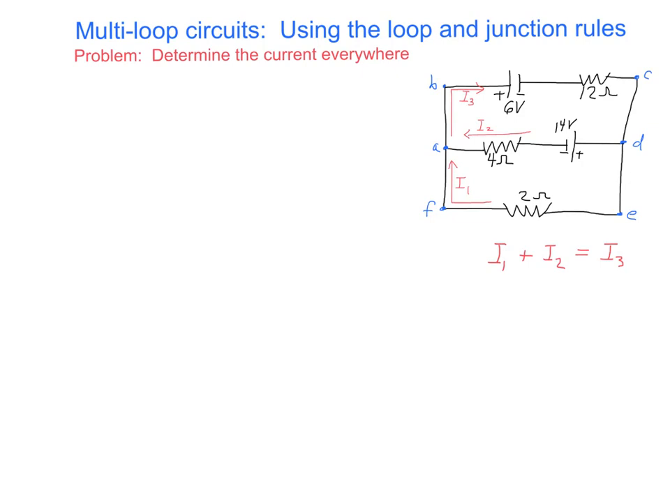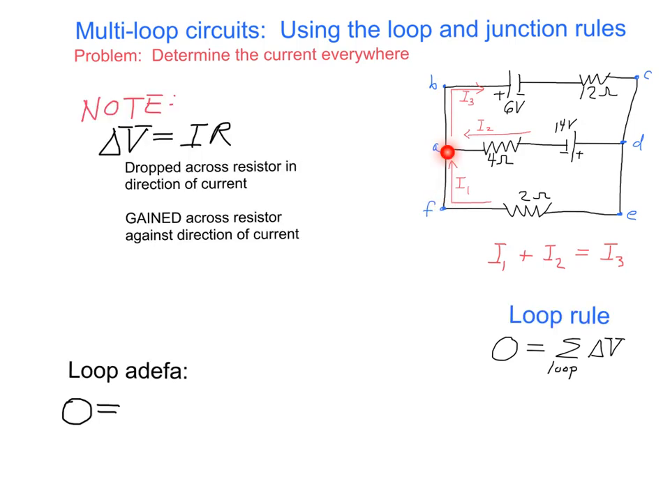Now let's apply the loop rule to this loop, which I'll call A, D, E, F, A, and I'm going to traverse the loop in that direction. Starting at A, we gain I2 times 4 ohms as we traverse the 4 ohm resistor against the direction of I2. We gain 14 volts as we go from low potential to high potential across the power supply. And then we drop I1 times 2 ohms as we traverse the 2 ohm resistor in the direction of the current.